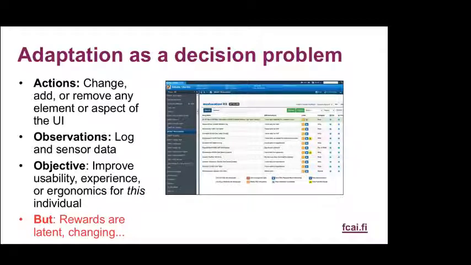However, these rewards or these objectives are latent, so they're not observable directly from the user data, and they're changing as well. As we know, people are adapting, they're learning, and so on. So now this characterizes why this is a really hard problem.